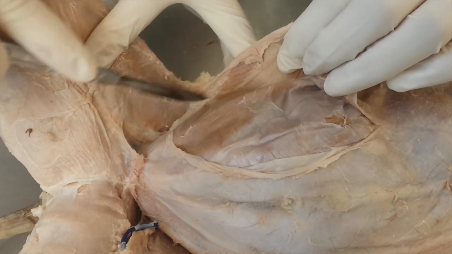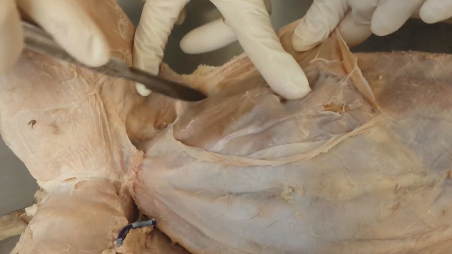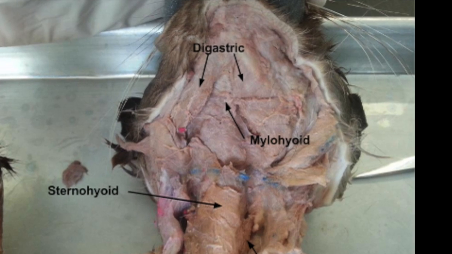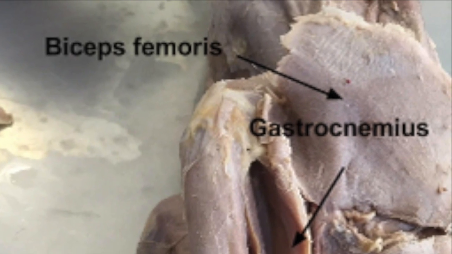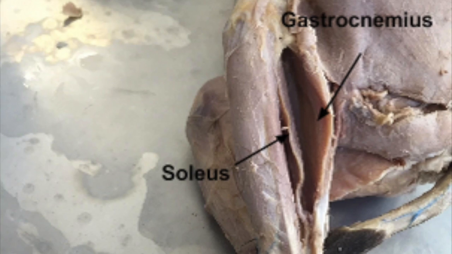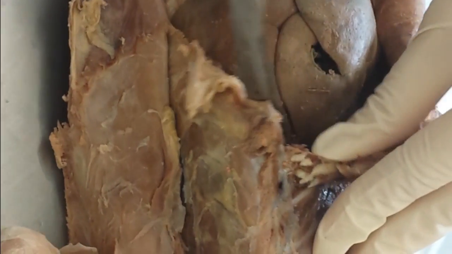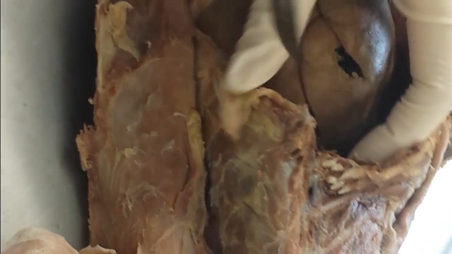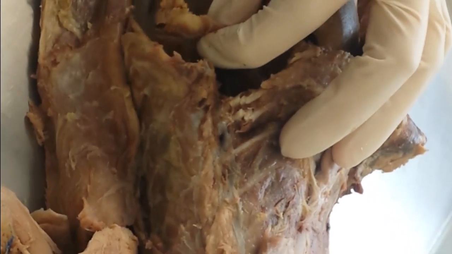The muscular system, on the other hand, was even more difficult to dissect than the skin. We had to identify numerous muscles such as the digastric, clavodeltoid, biceps femoris, external oblique, acromiodeltoid, and gastrocnemius. The muscular system's function is to help with movement, posture, circulation of blood and other substances throughout the body, and storage of minerals, along with other functions.